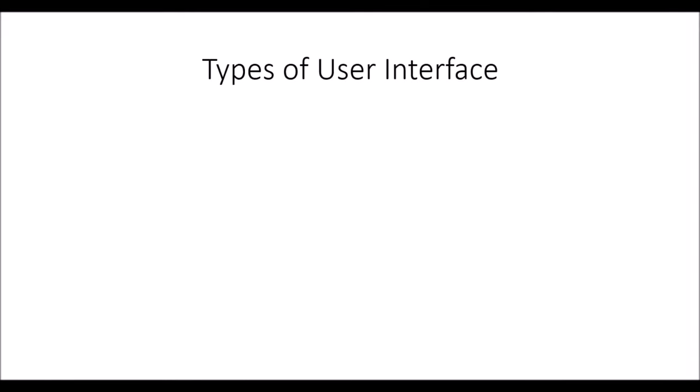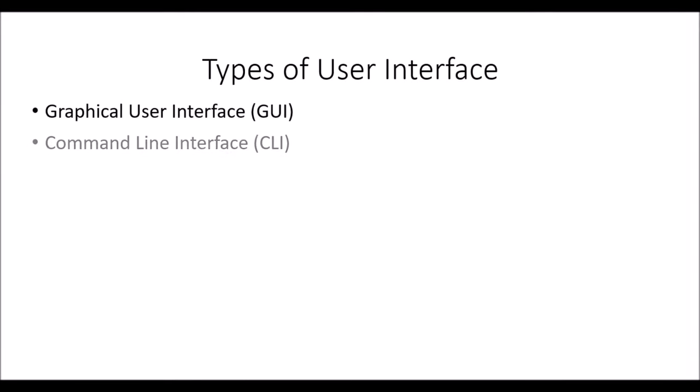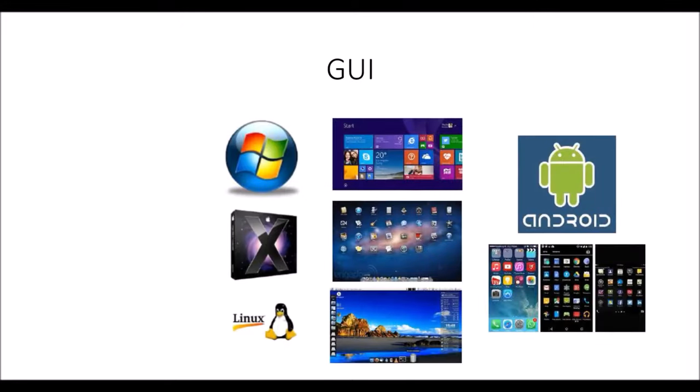Now, types of user interface. What are the two types we have? As I mentioned earlier, we have two types of user interface: graphical user interface, GUI, and command line interface, CLI. If you are asked this kind of question in your exam, you can write just GUI. It's okay, you will get marked for it. And you can even write it in full, graphical user interface. The same thing applies to CLI.